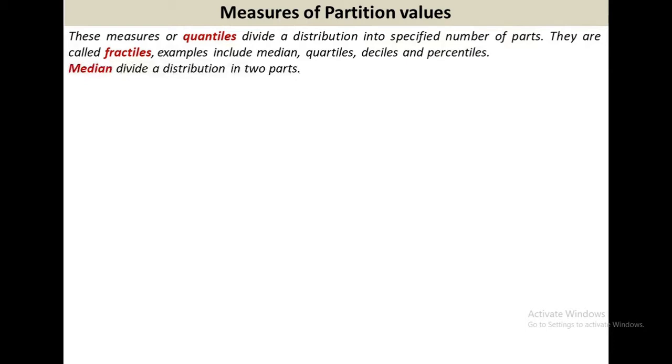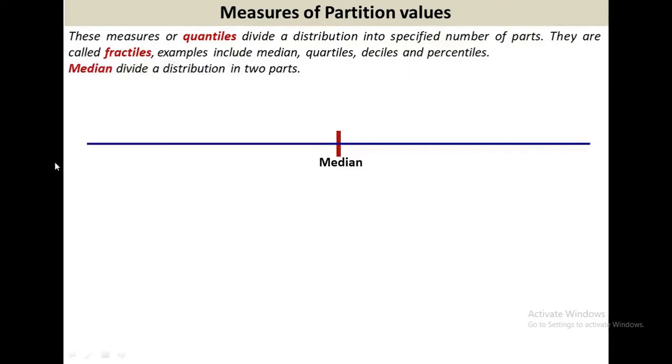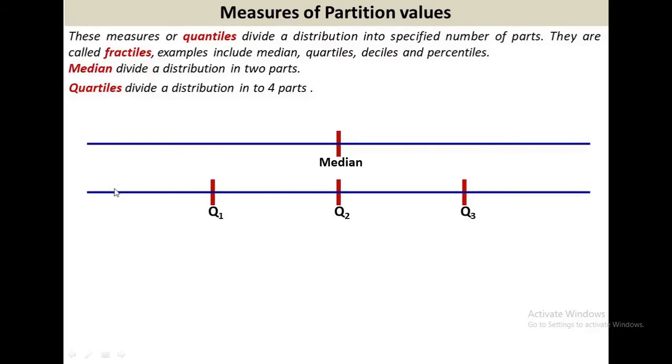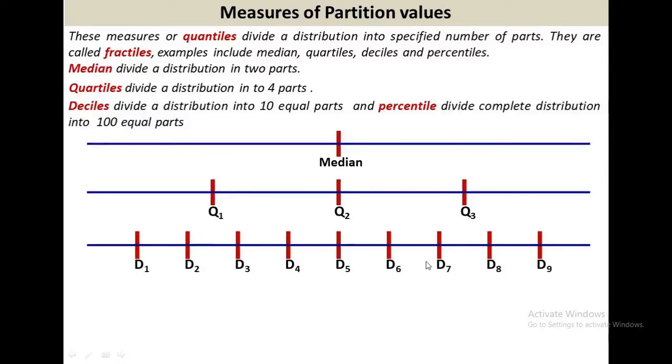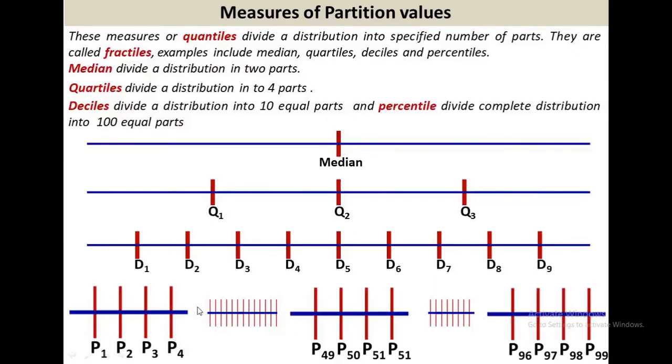We already knew that median divides a distribution into two parts, where 50% of observations remain below and the remaining 50% above the median value. Similarly, quartile divides a distribution into four parts, where 25% of values remain below quartile 1. Quartile 1 represents the 25th percentile, quartile 2 the 50th percentile, and quartile 3 the 75th percentile. In the same manner, decile divides a distribution into 10 equal parts, where each part represents 10% of the distribution. On the other hand, percentile divides the complete distribution into 100 equal parts, where each part represents 1% of the distribution. Quartile 2, decile 5 and percentile 50 are equivalent to median.